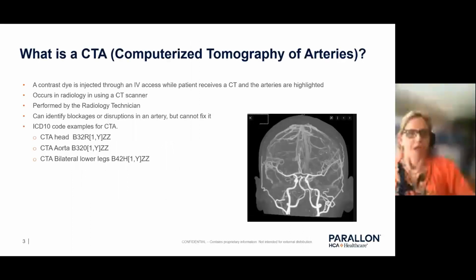Okay, so first slide. What is a CTA? This is a computerized tomography of the arteries. As the name implies, this is going to occur in the CT or the CAT scan suite and is frequently done along with all your other CTs that are ordered on the patient. There are times where they might do the initial set of CTs and then go back an hour later and decide they want to do the CTA based on something they found on those original CT trauma scans.